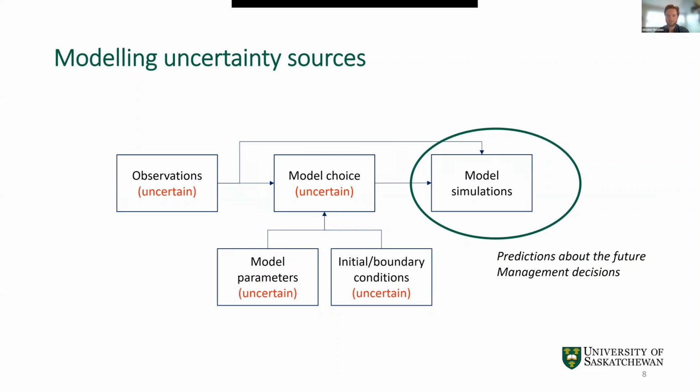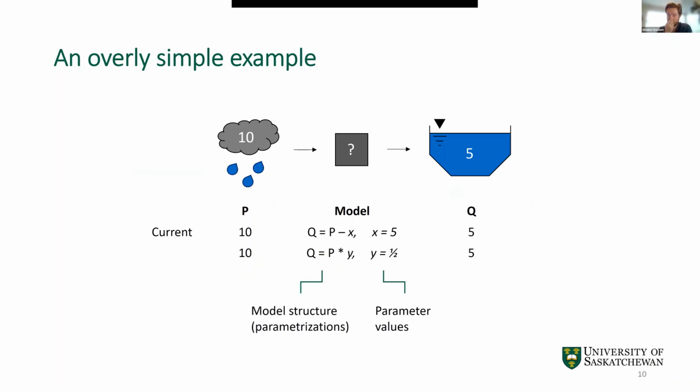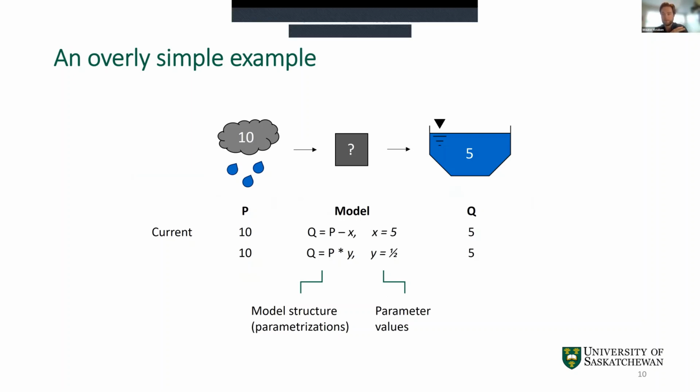these model simulations. And now to highlight why the model choice is important, which is mostly what we try to focus on in my PhD work, here's a very basic example. So imagine we have a catchment that has 10 precipitation coming in and 5 streamflow leaves. Now, defining a black box model that simulates this catchment is not very difficult. So here's two examples. Both of these models under current conditions are absolutely perfect, right? They take 10 precipitation coming in, and they give us 5 streamflow back.